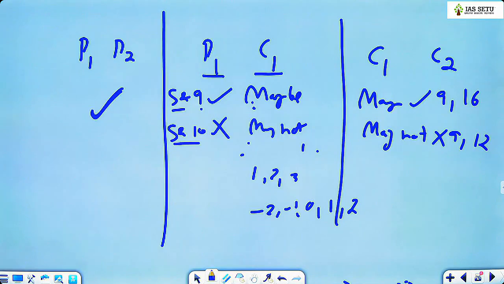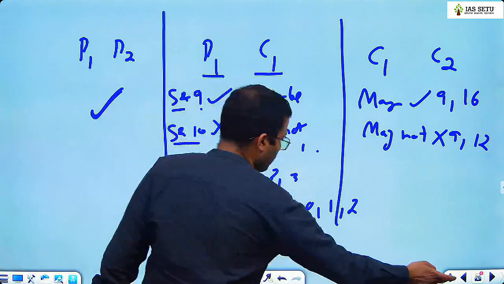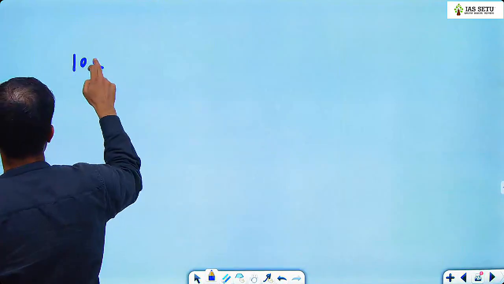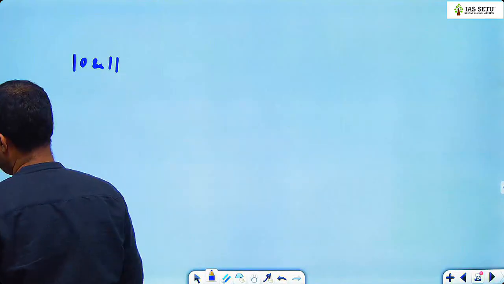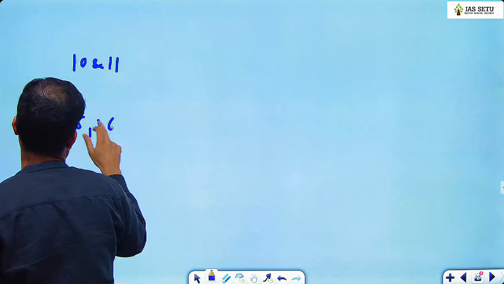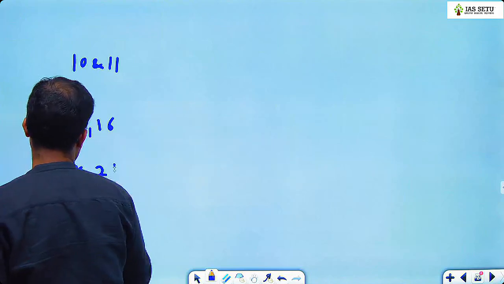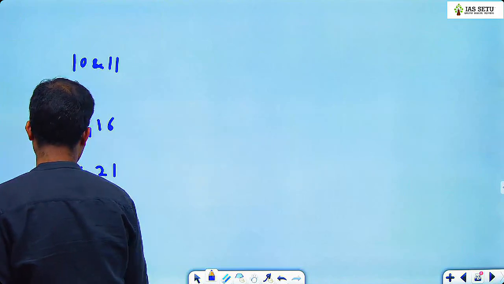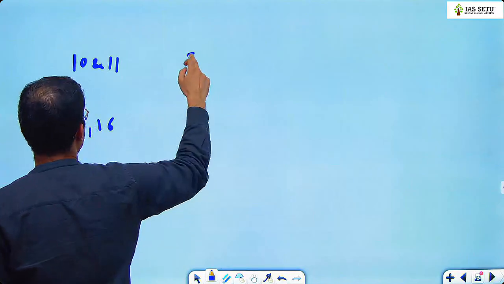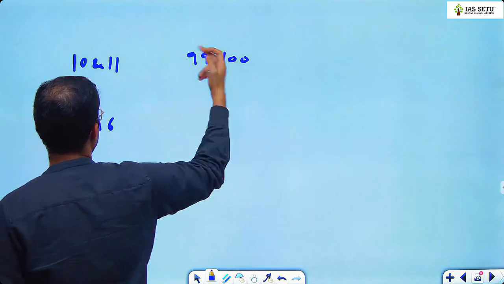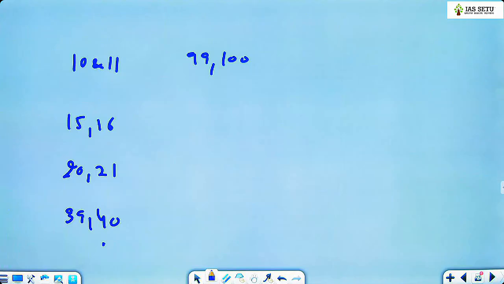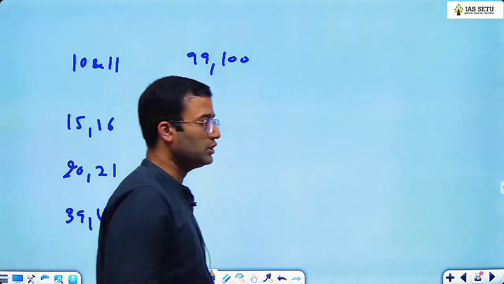Sir, I'm asking what are examples of two consecutive natural numbers which are also co-prime? You write examples of two consecutive natural numbers which are co-prime: 10 and 11, 15 and 16, 20 and 21, 39 and 40, 99 and 100. I can give you n number of examples. All these are two consecutive natural numbers and all these are co-prime.